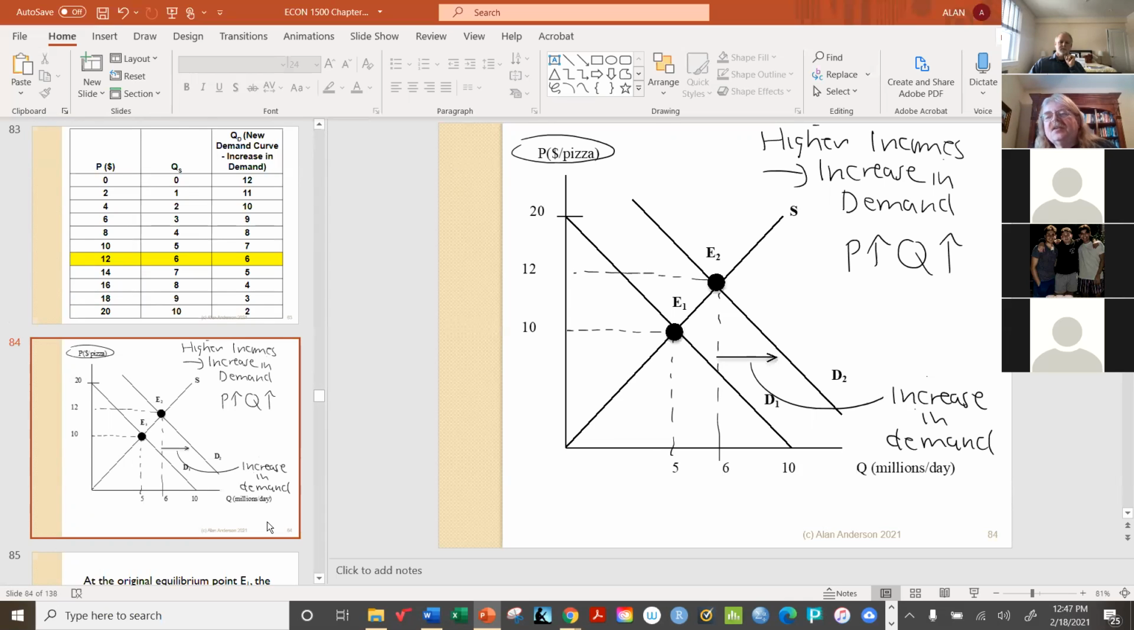Now, of course, in the opposite scenario, if the consumer incomes are falling, then all of this should work in reverse, and it does. All right, so I'll give everybody a second to catch up, and then we'll see the graph for a decrease in demand caused by a reduction in incomes. All right, are we ready?